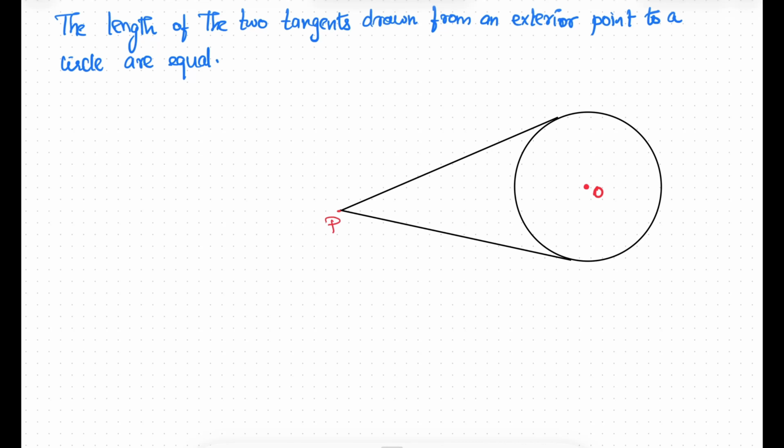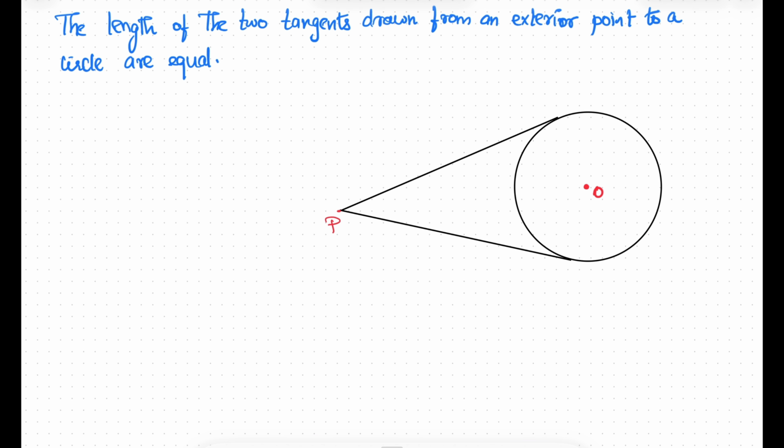In this video we are going to prove that the lengths of two tangents drawn from an exterior point to a circle are equal. So we know that from an external point, two tangents can be drawn to a circle, and now we are going to prove that both the tangent lengths are equal. Here the circle has center O and P be any external point.